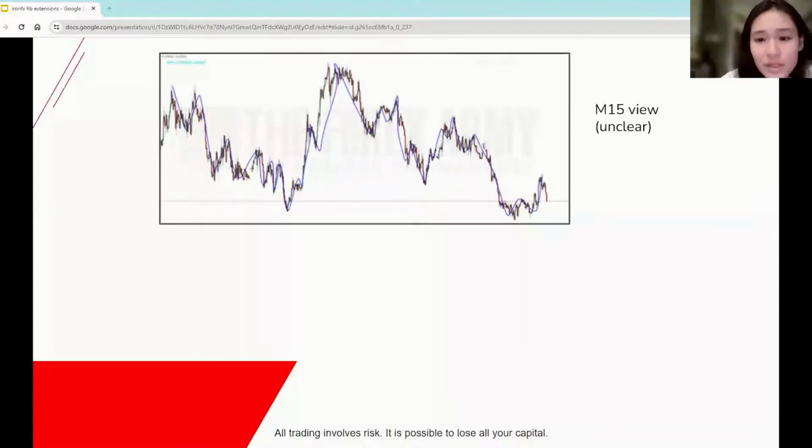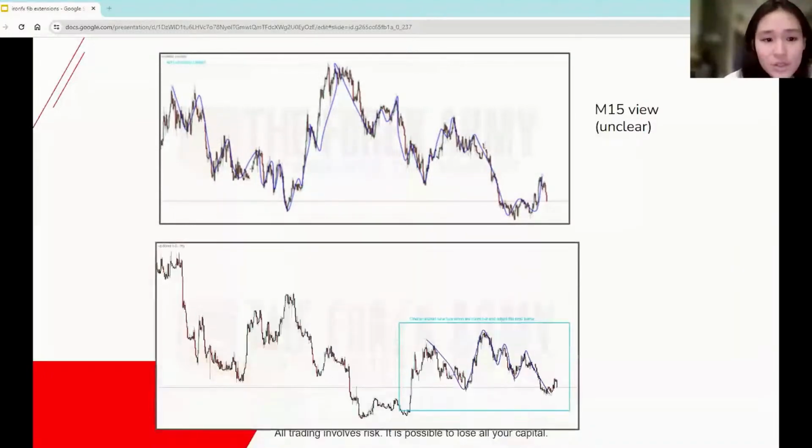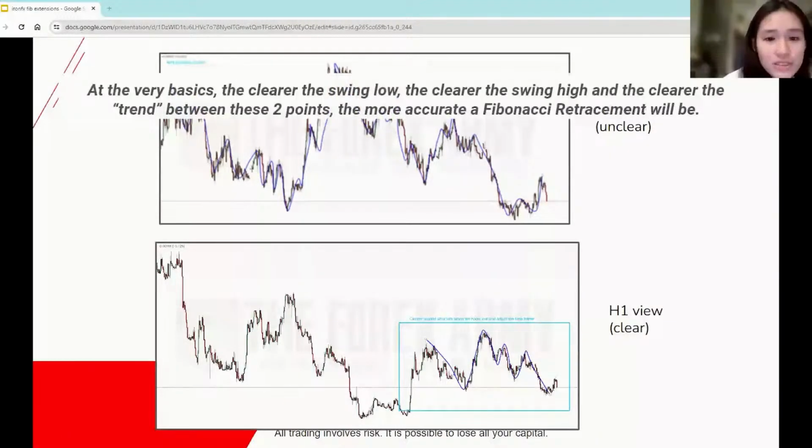In this example, you can see we have a pretty unclear market structure on the 15-minute time frame. It's quite messy, with no clear movements in price, and when we change it to the 1 hour time frame, you can see that the highlighted portion has a much clearer market movement. There are basically two criteria you should look out for. Firstly, a clear swing low. The clearer the swing high, the clearer the trend between these two points, and the more accurate your Fibonacci retracement will be.